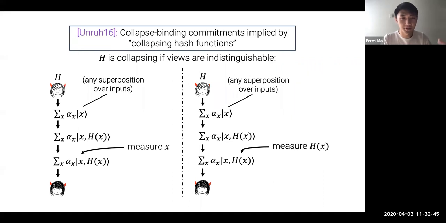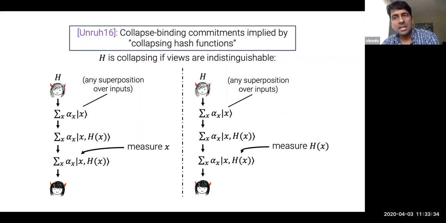Okay, so it turns out that if you construct a hash function satisfying this property, then using the standard classical techniques for building commitments from hash functions, you get the right notion of collapse binding for those commitments. It takes a little bit of effort to show this. In particular, you need to show that this indistinguishability even holds for partial measurements, because for commitments, you're only measuring the M part of the input. So you're not measuring the whole thing. But it turns out that if you just work through some quantum, this is true.